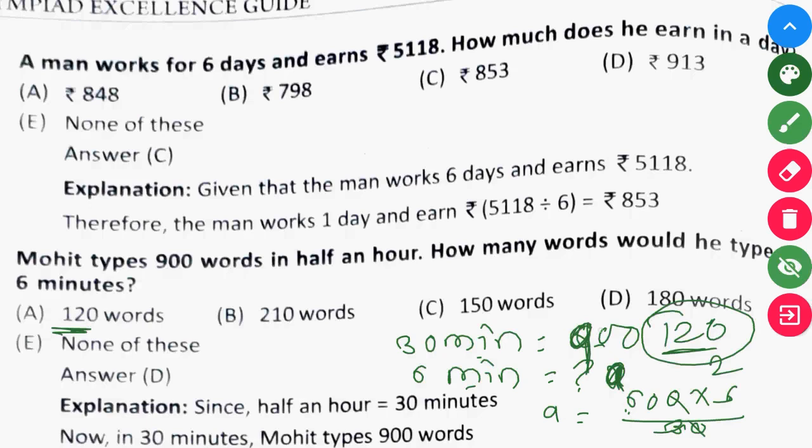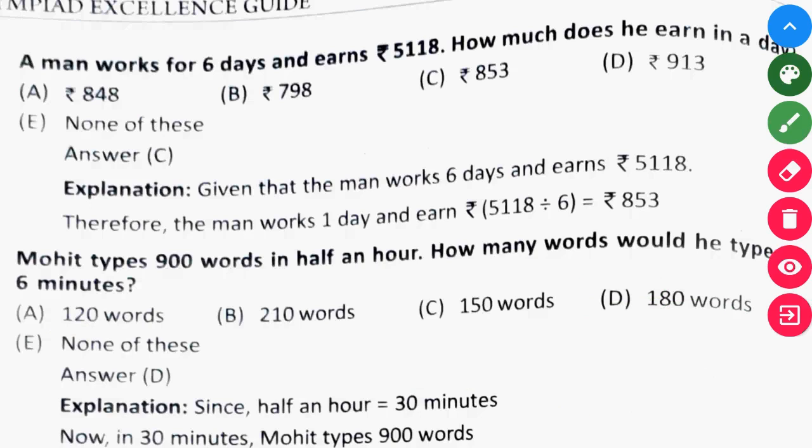Sorry, 900 words in 30 minutes. So in 30 minutes, 900 words. So in 6 minutes, how many words? So 900 multiplied by 6 divided by 30. The 0s will get cancelled. 3 2s are 6 and 9 2s are 18 and 0 as it is. So 180 words he will type in a 6-minute period.